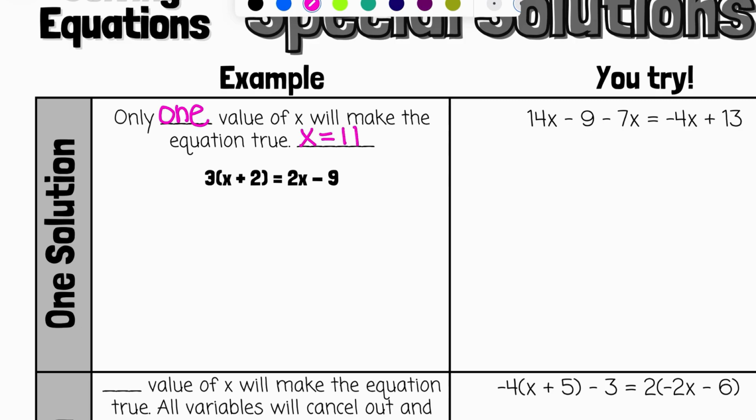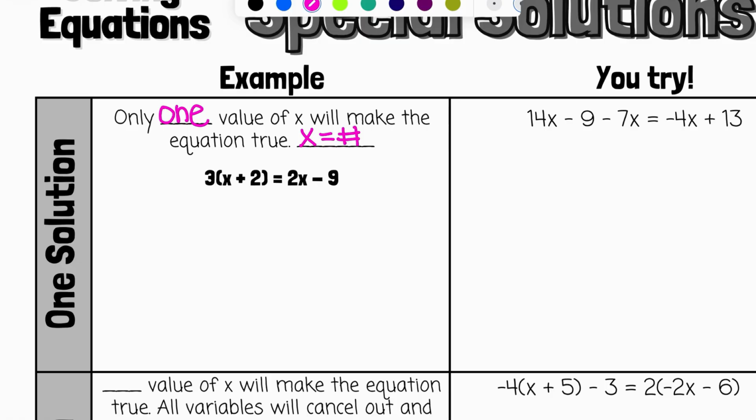All right, one solution is what we've already been studying. Only one value of x will make the equation true. So when you work it out, you're going to get something that looks like x equals a number. Okay? Let's look at this example.